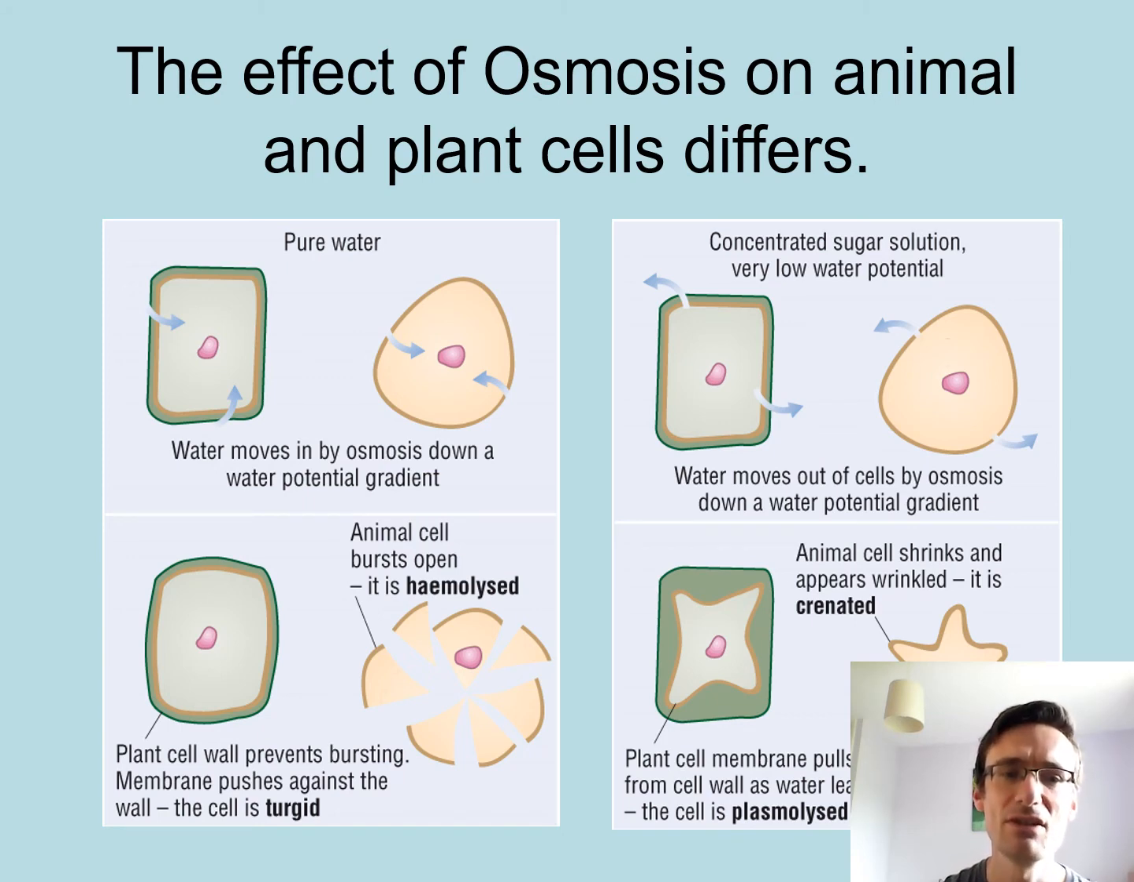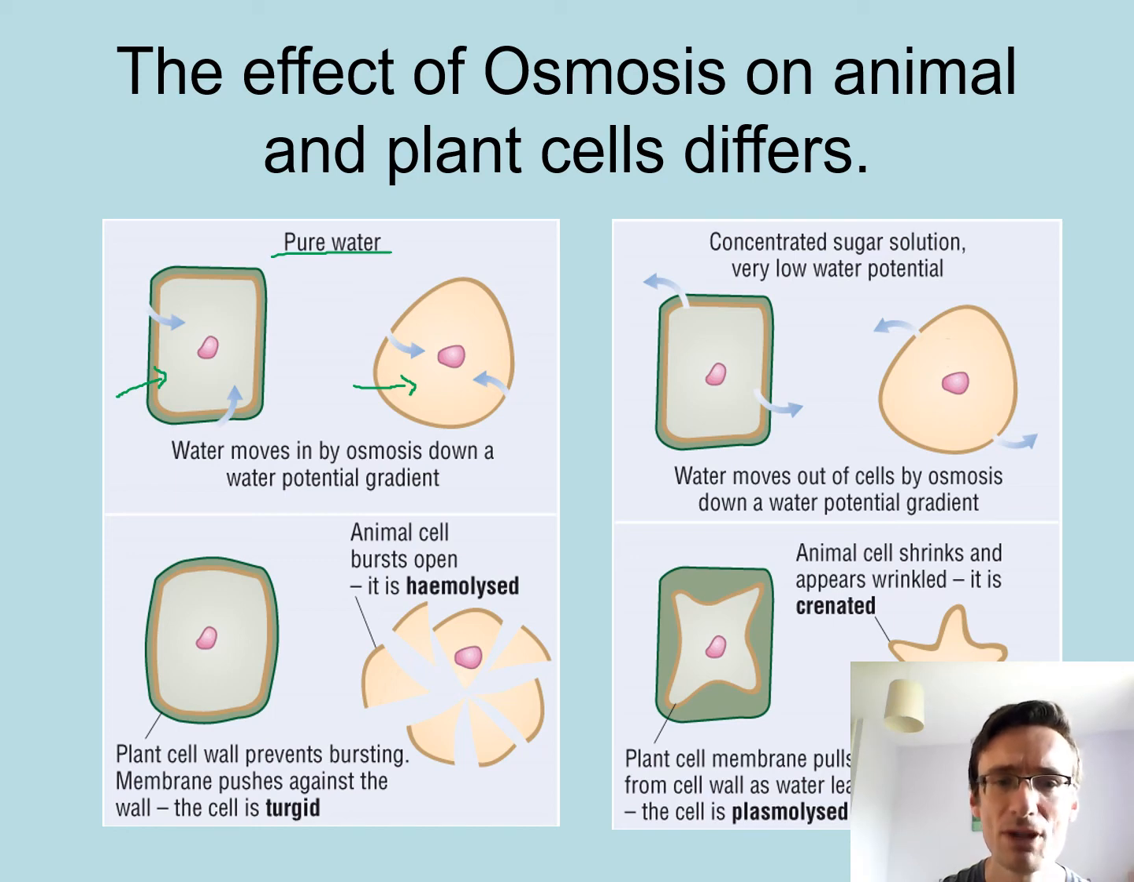But let's have a look at these two. If we put it in pure water, which is what we call a hypotonic solution, the water potential will be higher outside the cell than inside the cell. So water will move into both the plant and the animal cell, because it's moving from a higher water potential outside the cell in the solution. Let's say it's a sucrose solution, so you move from the higher water potential in the sucrose solution to the lower water potential in the cytoplasm of the cell.